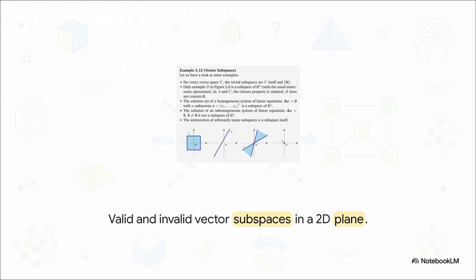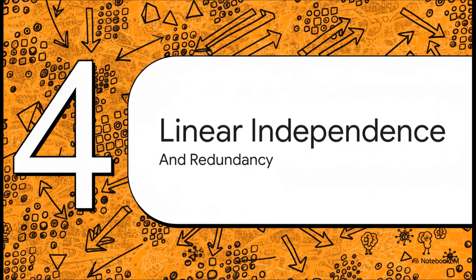Look at these examples in a 2D plane. Shape A, the square, is definitely not a subspace, because if you scale a vector inside it up enough, it just bursts right out of the box, violating closure. Shape C also fails, because adding a vector from the top wedge to the bottom wedge results in a vector totally outside the shaded area. Only shape D, the simple origin point, and a line passing straight through the origin would actually qualify as true, valid subspaces. Section 4, linear independence and redundancy.